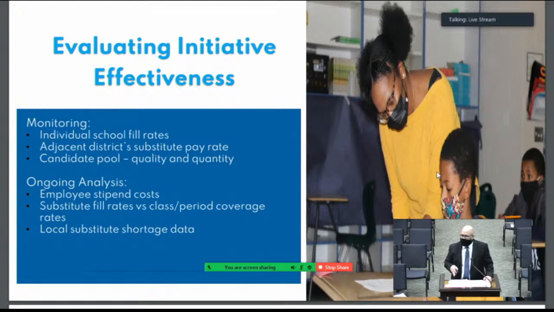September's fill rate was at 56%. Currently in the month of October, we are at 61%. So we are creeping back up, but we want to see our fill rate over 80%. That's our goal.